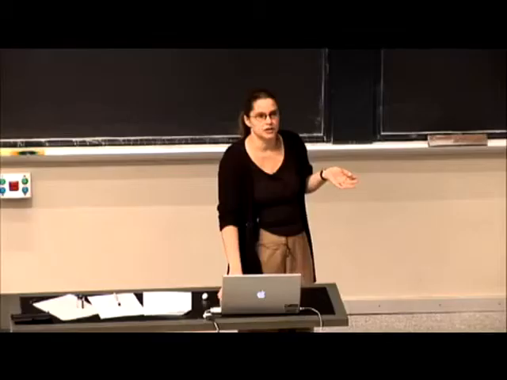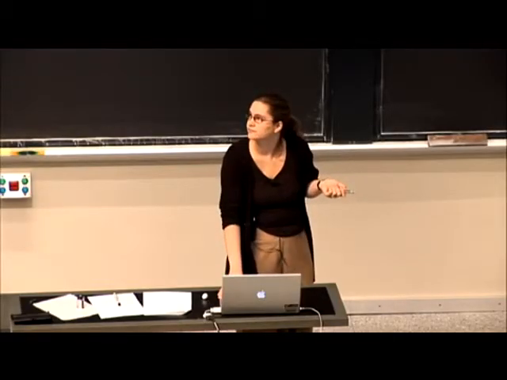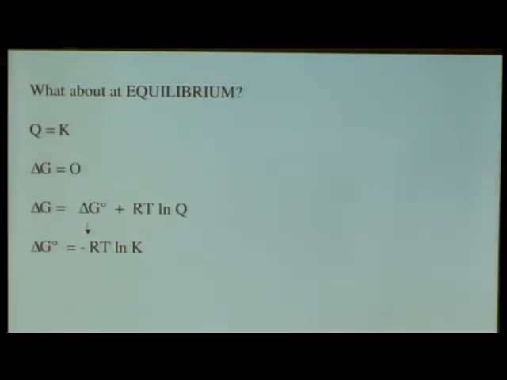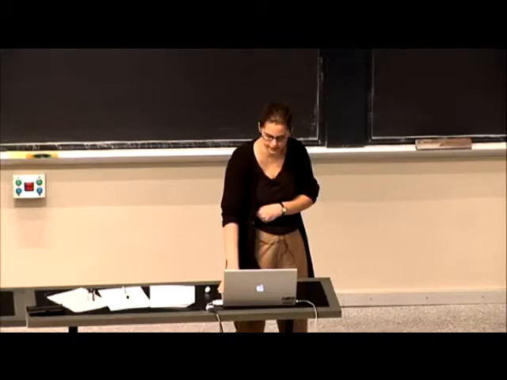All right, so what about at equilibrium? What does Q equal at equilibrium? So Q equals K at equilibrium. What does delta G equal at equilibrium? 0. And so that means that we knew before from this equation, when this is equal to 0, then delta G naught equals minus RT natural log of K. So Q equals K at equilibrium.